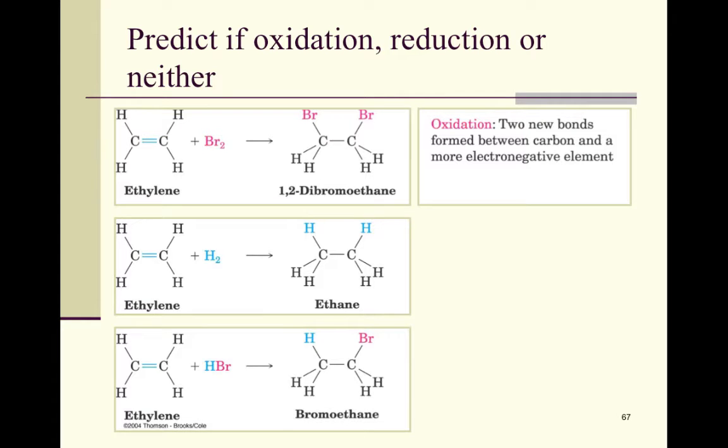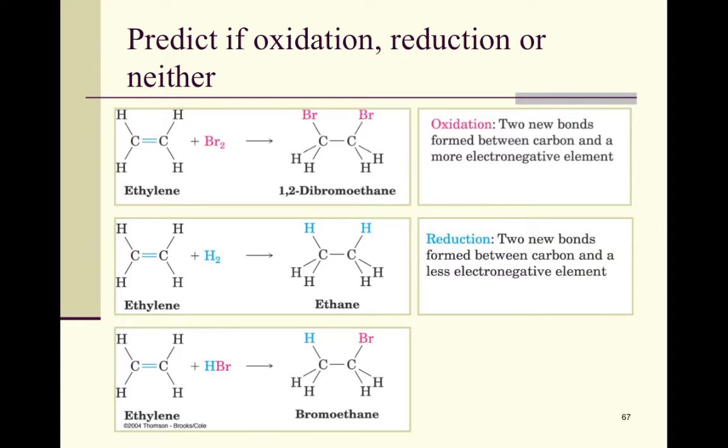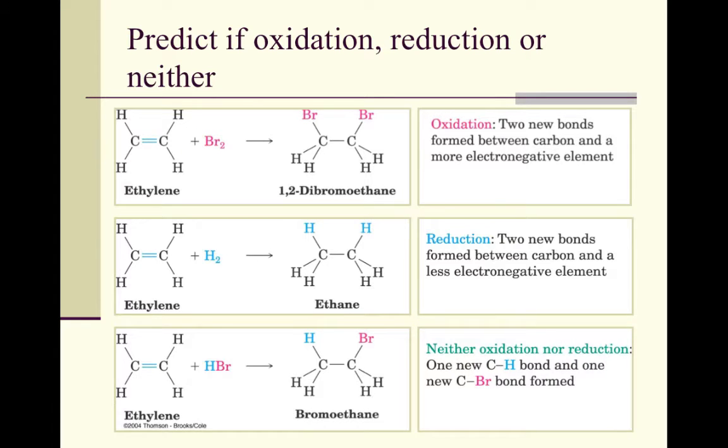This first one's an oxidation because two new bonds formed between carbon and a more electronegative element, in this case, Br. This is a reduction. We have two new bonds formed between carbon and a less electronegative element, in this case, hydrogen. And we also have more bonds to hydrogen. This last example is neither. We both get a new bond to H and C and also Br and C, so it evens out. This is neither oxidation nor reduction.